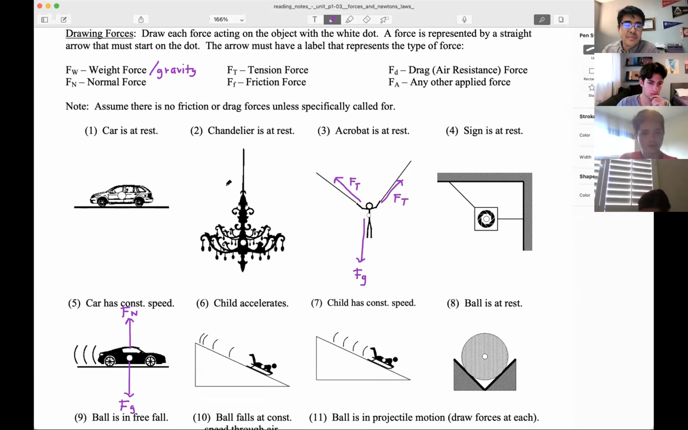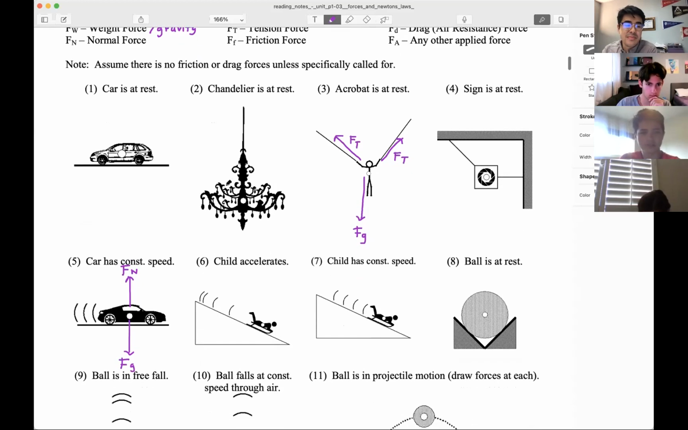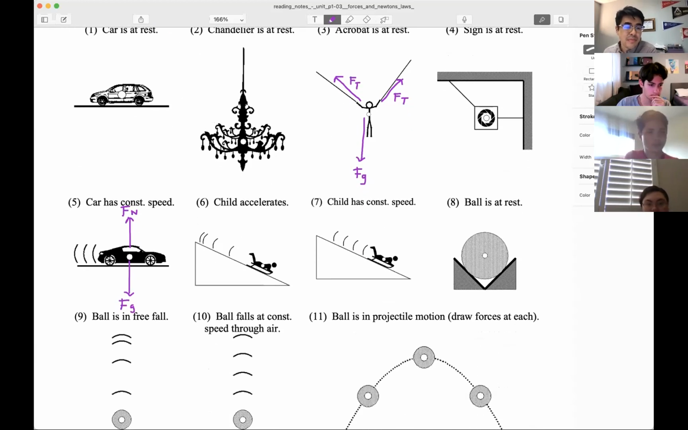Wouldn't the forces to the left be like air resistance and friction, and then the force to the right would be applied force? Sure, that's possible, right? So you could have F air and F friction, and then you could have F applied to the right.